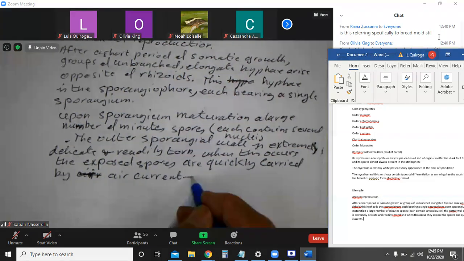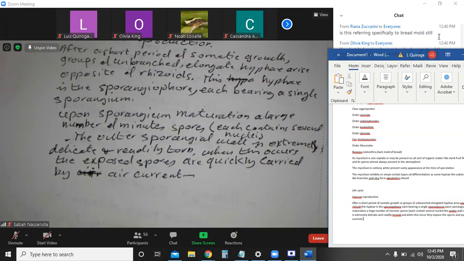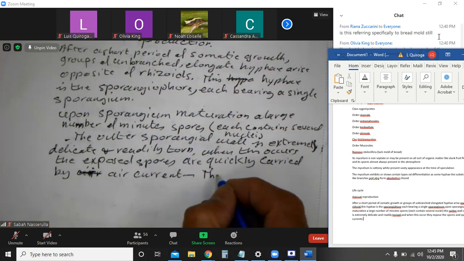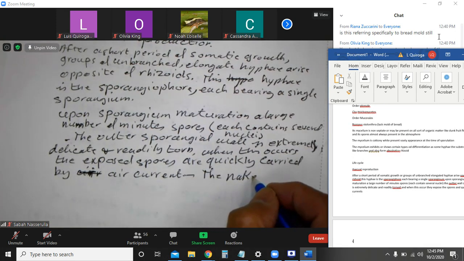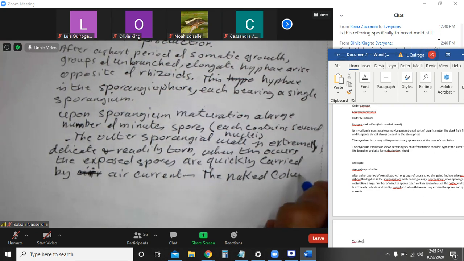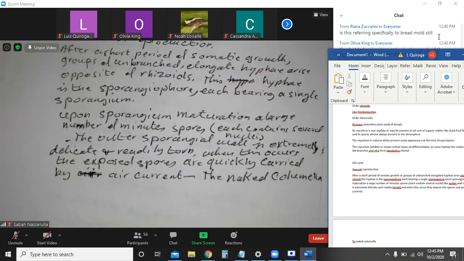Air current, and as I mentioned to you here, the naked columella, define naked, meaning without, the naked columella remains. So the columella is what we call the central sterile part of the sporangia. So the naked columella remains. So this is basically with regard to the asexual reproduction.